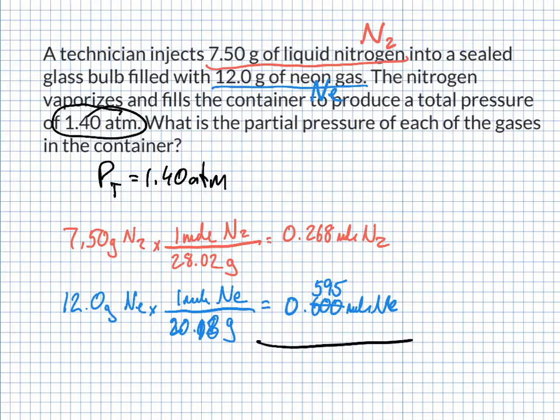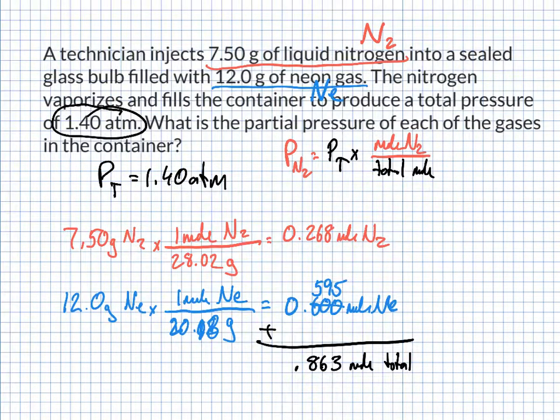So what are my total moles? Well, I have to add those two things together. So 0.268 plus 0.595 is going to give me a total of 0.863 moles total. So how am I going to calculate these things? Well, the pressure of nitrogen is going to equal the total pressure times my moles nitrogen over my total moles.